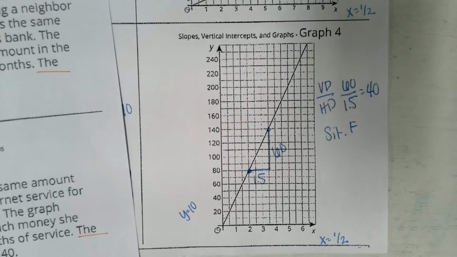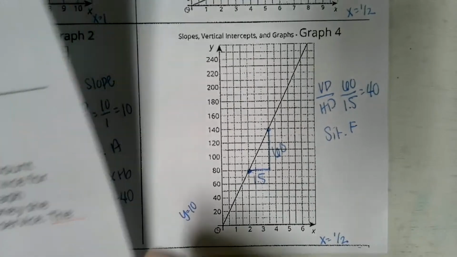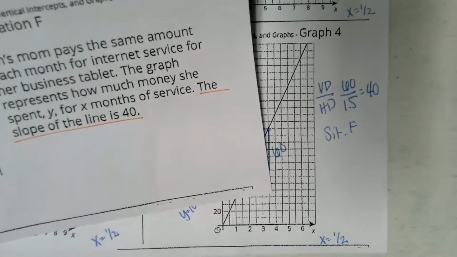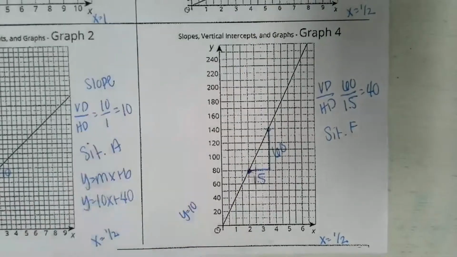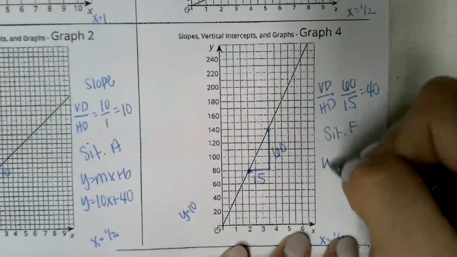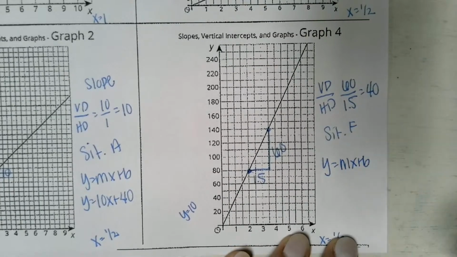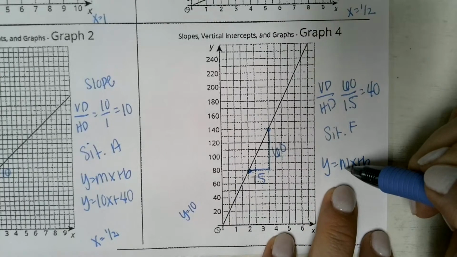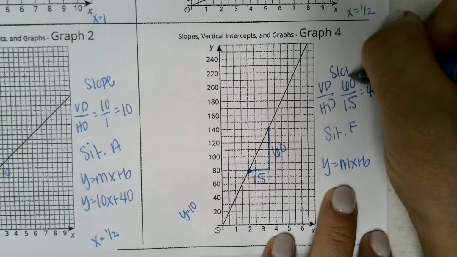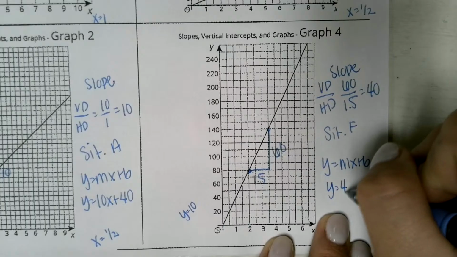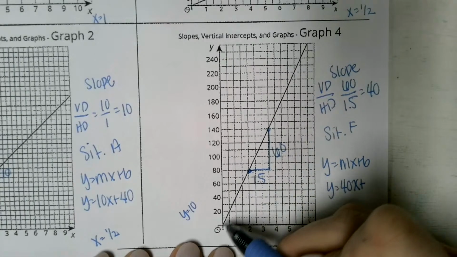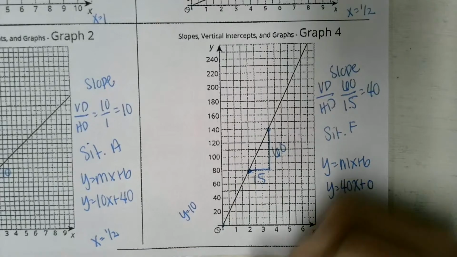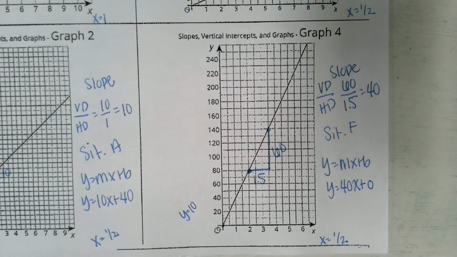It says Lynn's mom pays the same amount each month for internet service for her business tablet. The graph represents how much money she spent, y, for x months of service. The slope of the line is 40. So now we're going to write an equation in the form of y equals mx plus b, where m is our slope. So we're going to take out m and replace it with our slope, which is 40. So y equals 40x. b is my y-intercept. So it actually starts at 0, 0, so plus 0. This is also a proportional relationship. So her tablet and internet service must be included in the payment.